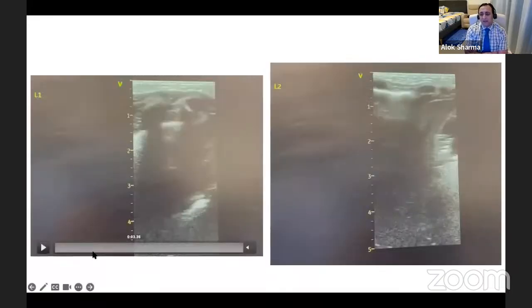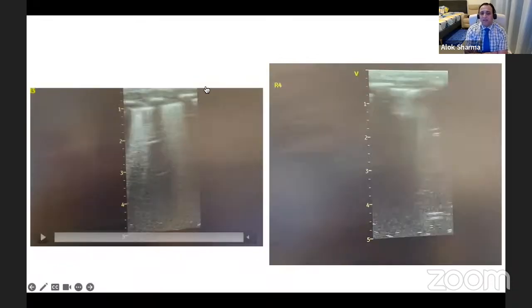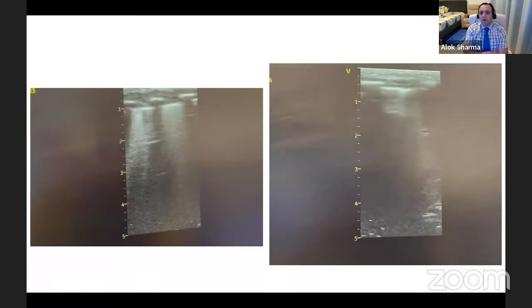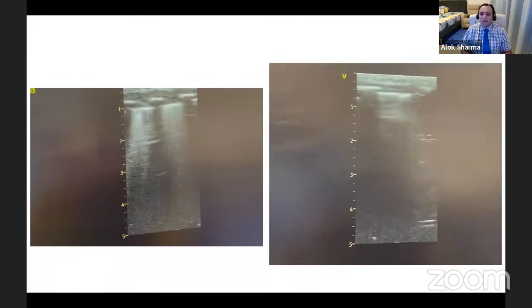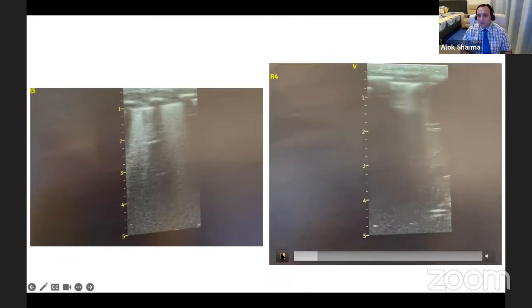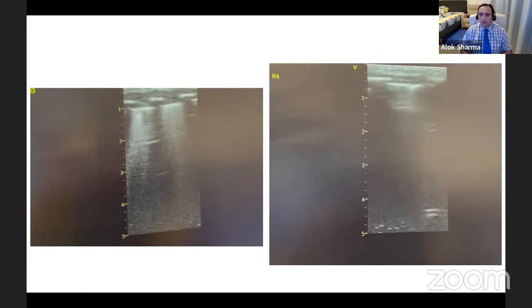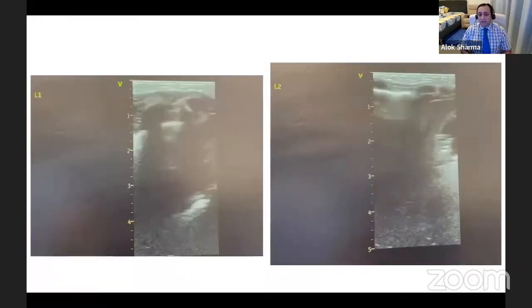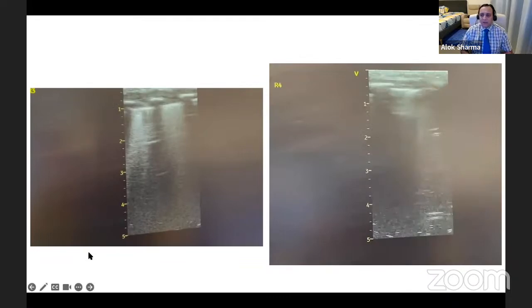And then you give surfactant and you repeat the scan 12 hours later and you end up with aeration, so you start getting A lines. What is important is that as time goes by and healing takes place, you can see better aeration of the lungs with a transition to more of an AB profile. But if there's infection in the background, what you will classically see, which I will cover with a mnemonic, is areas of broken pleura with severe subpleural consolidations with a very broken margin, which we classically call shred sign.